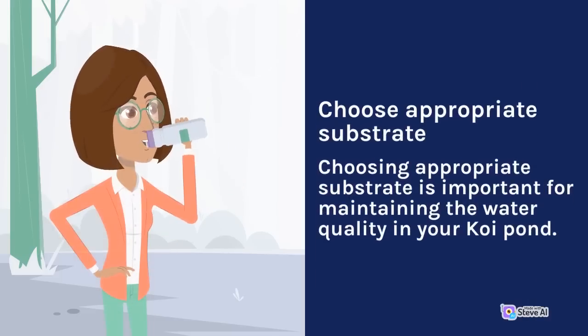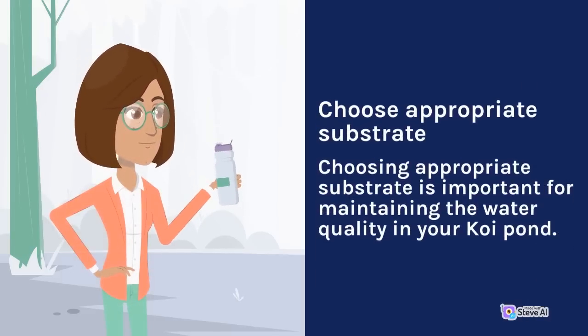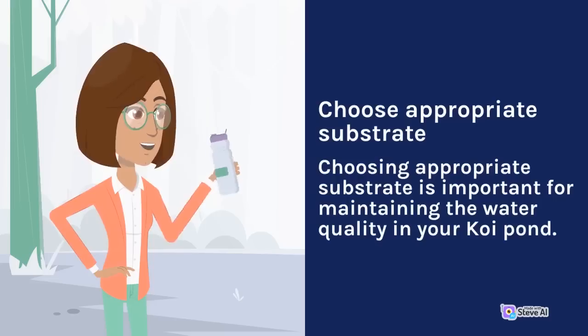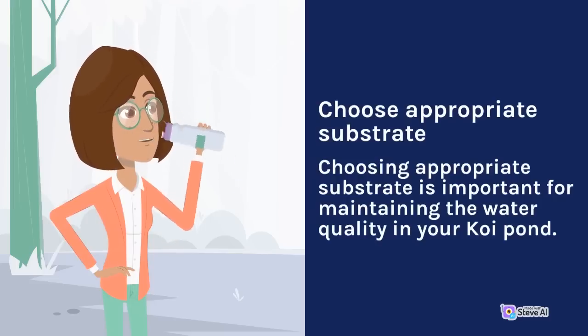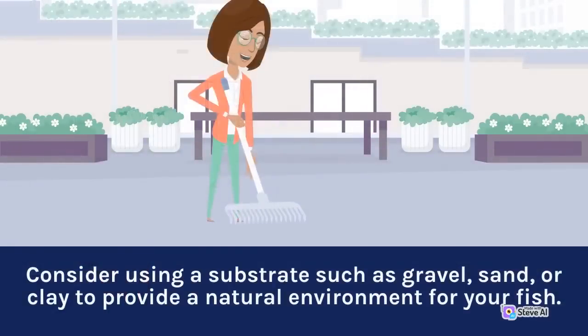Choose appropriate substrate. Choosing appropriate substrate is important for maintaining the water quality in your koi pond. Consider using a substrate such as gravel, sand, or clay to provide a natural environment for your fish.